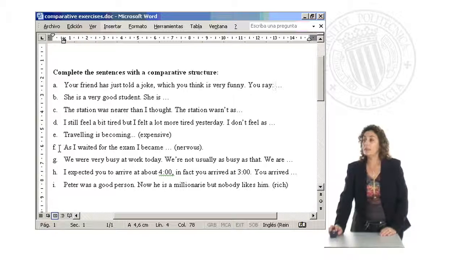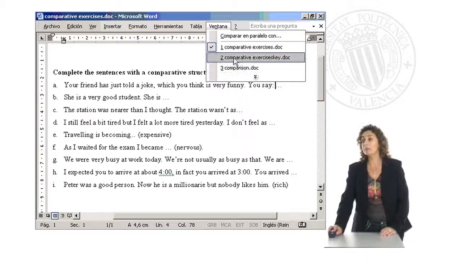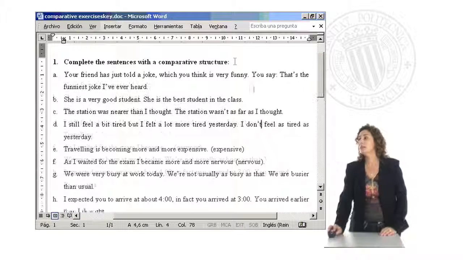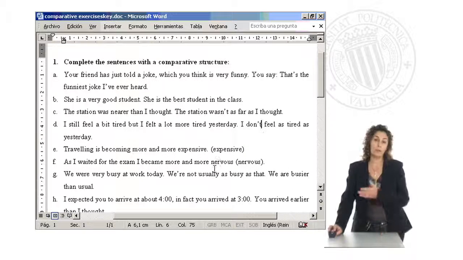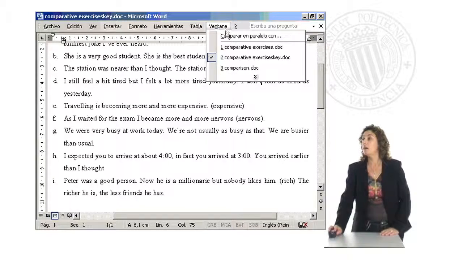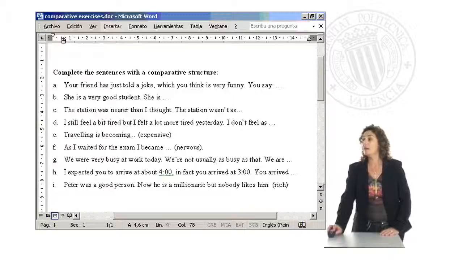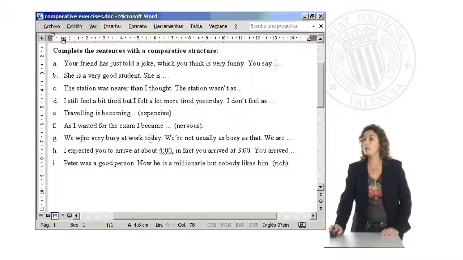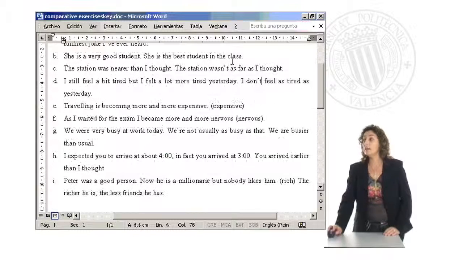Another one is, as I waited for the exam, I became, so as we did before, I became more and more nervous. We are using the same structure. Another example of comparison is this one. We were very busy at work today. We are not usually as busy as that. And then we will say, we are busier than usual, using the superiority form.